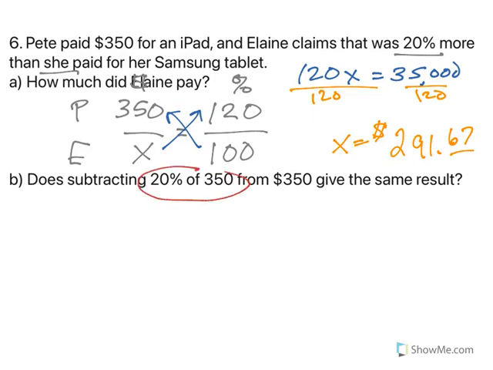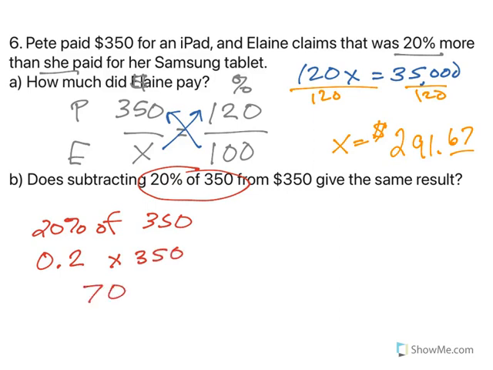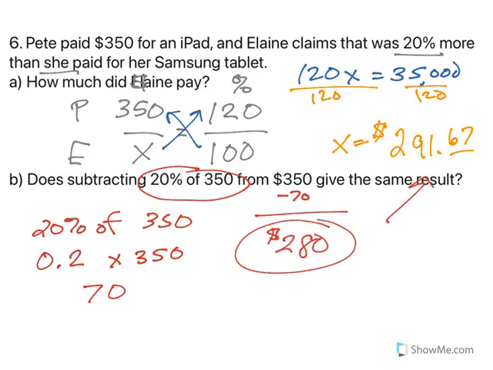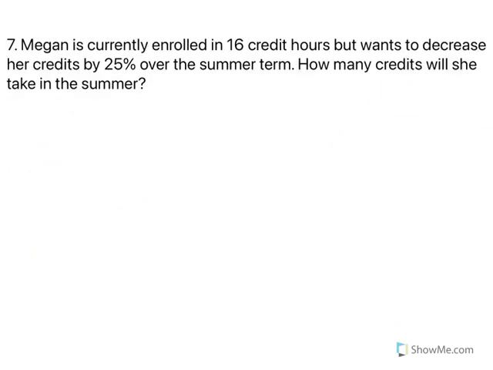Now, part B of this says, does subtracting 20% of 350 from 350 give the same result? Well, 20% of 350 is the same as saying 0.20 times 350, which is 70. So if we subtract 70 from 350, we get 280. Are those the same? No. And that's because it depends on the reference. In part A, Elaine is the reference, and the way we did math in part B makes Pete the reference. So you have to really pay attention to who is the reference because that is going to change your answer.